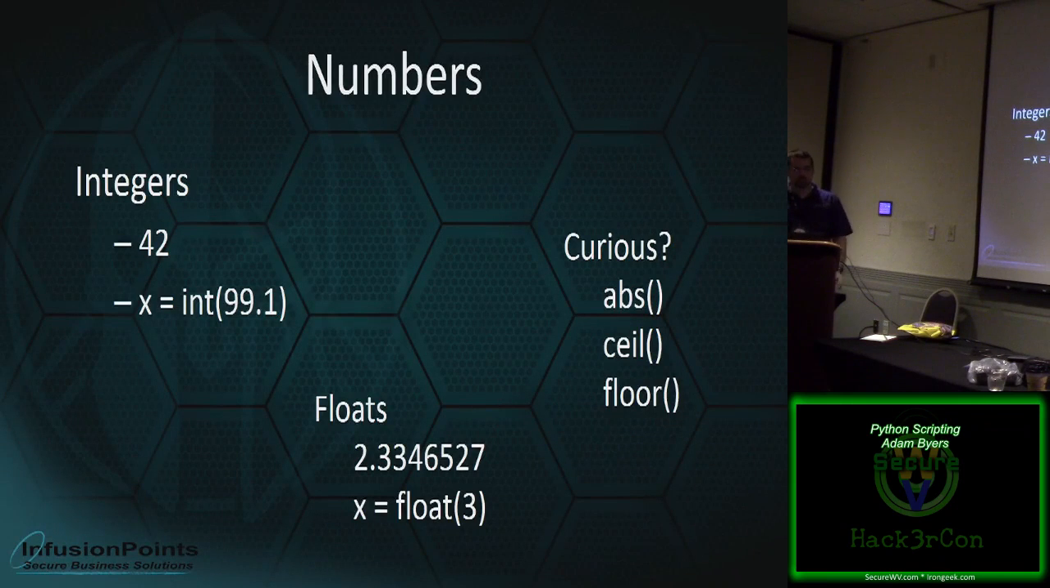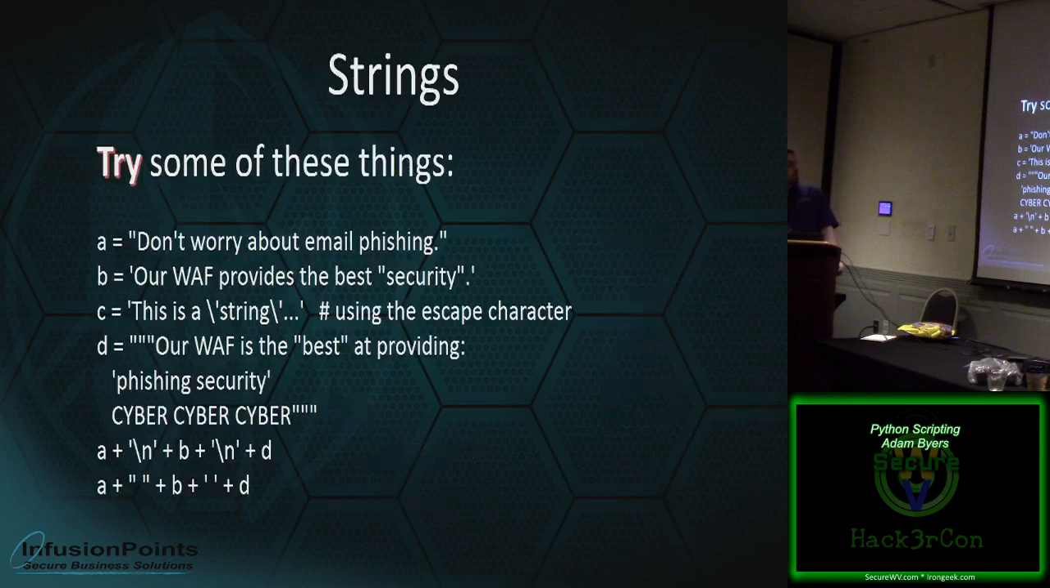So if you guys had a chance to look it up, ceiling and floor are going to round up and down. Absolute value is going to give you the non-signed value of a number. Say if you have negative 42 in there, it's going to return 42.